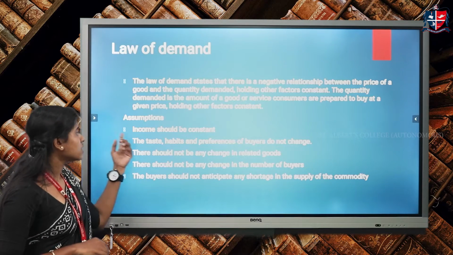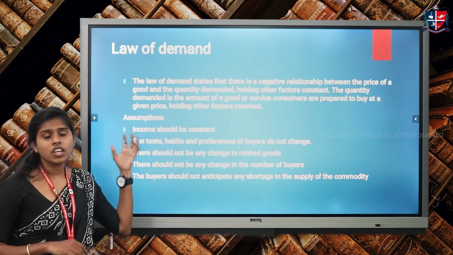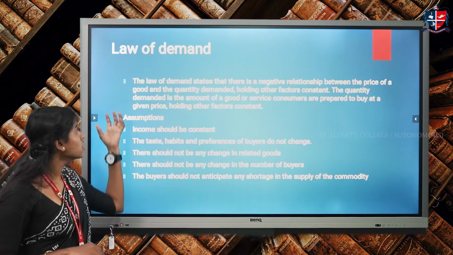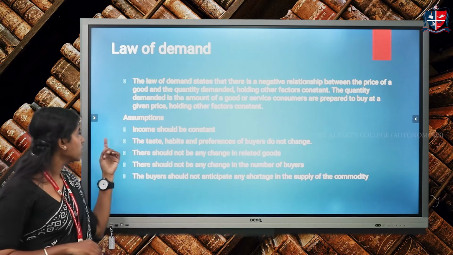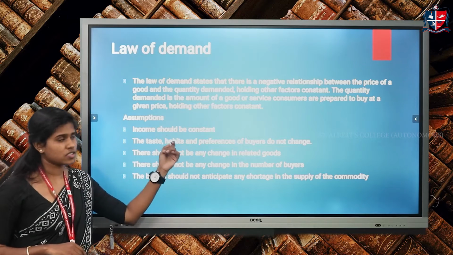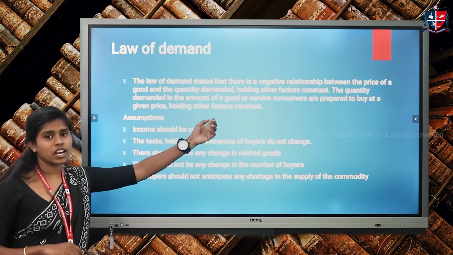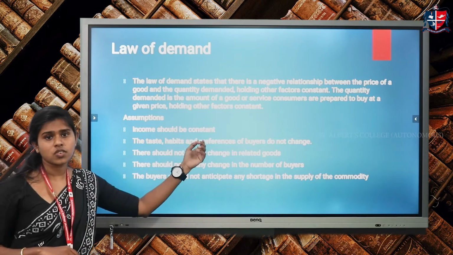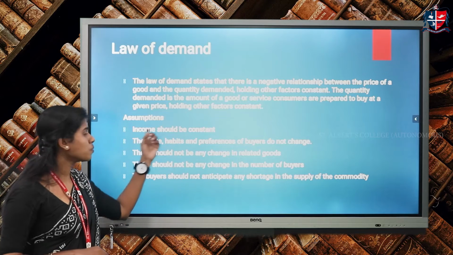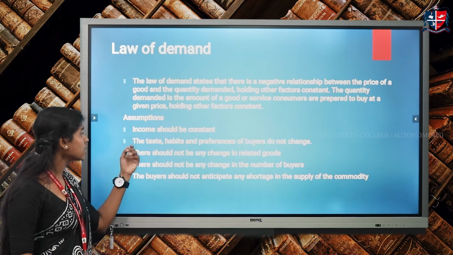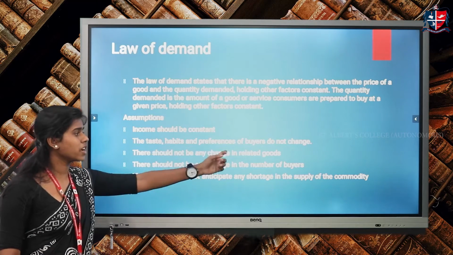And next come the assumptions for the law of demand. What are the assumptions to be kept in determining the law of demand? The first one is that income should be constant. We have already mentioned that the other factors like income, the price of related goods and the price of substitute goods should be kept constant. And next, the taste, habits, and preference of the buyer should not change.